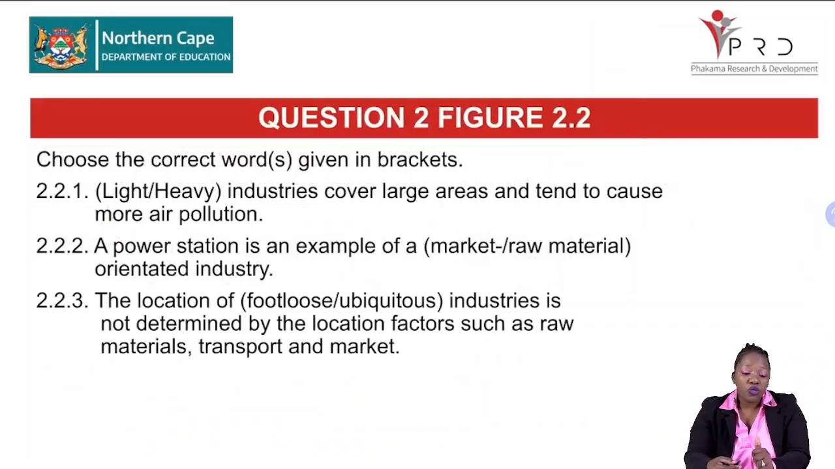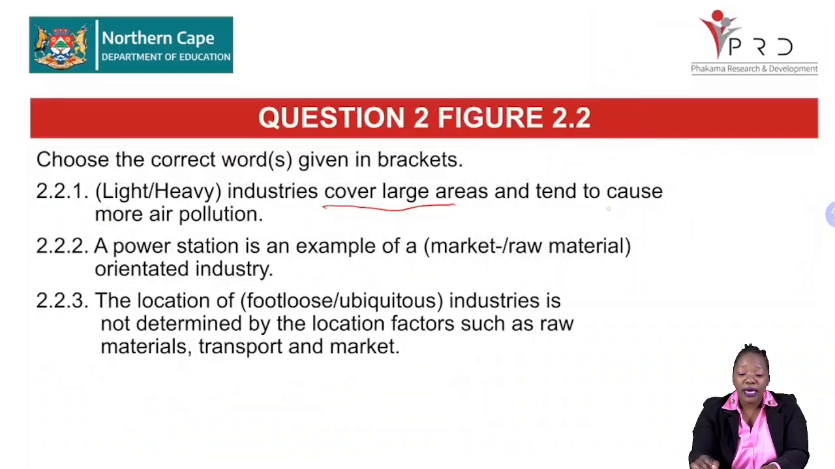So your 2.2.1, light or heavy industries cover large area and tend to cause more pollution. So here we underline they cover the large area and they tend to cause more pollution. Is it a light or is it a heavy industry? Then secondly, a power station is an example of a market or a raw material oriented industry. The key there is: the power station is an example of which of these types of industry.